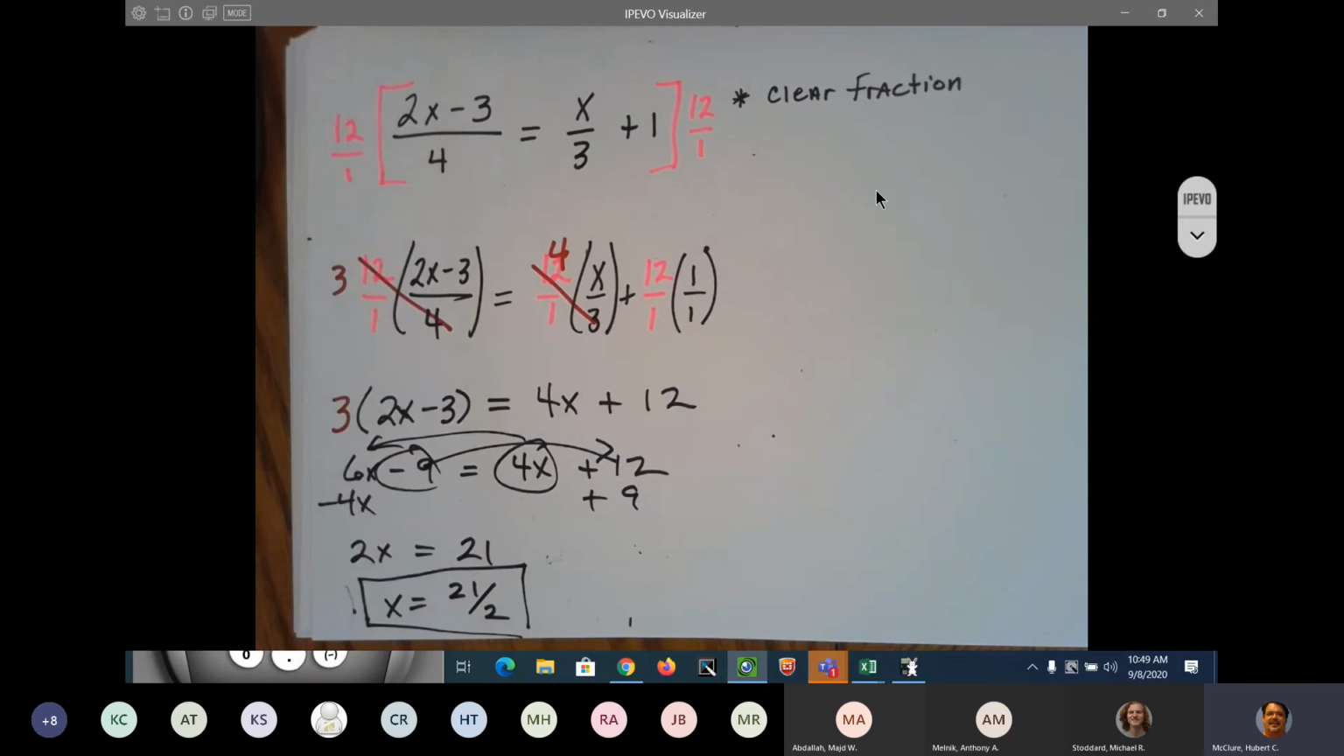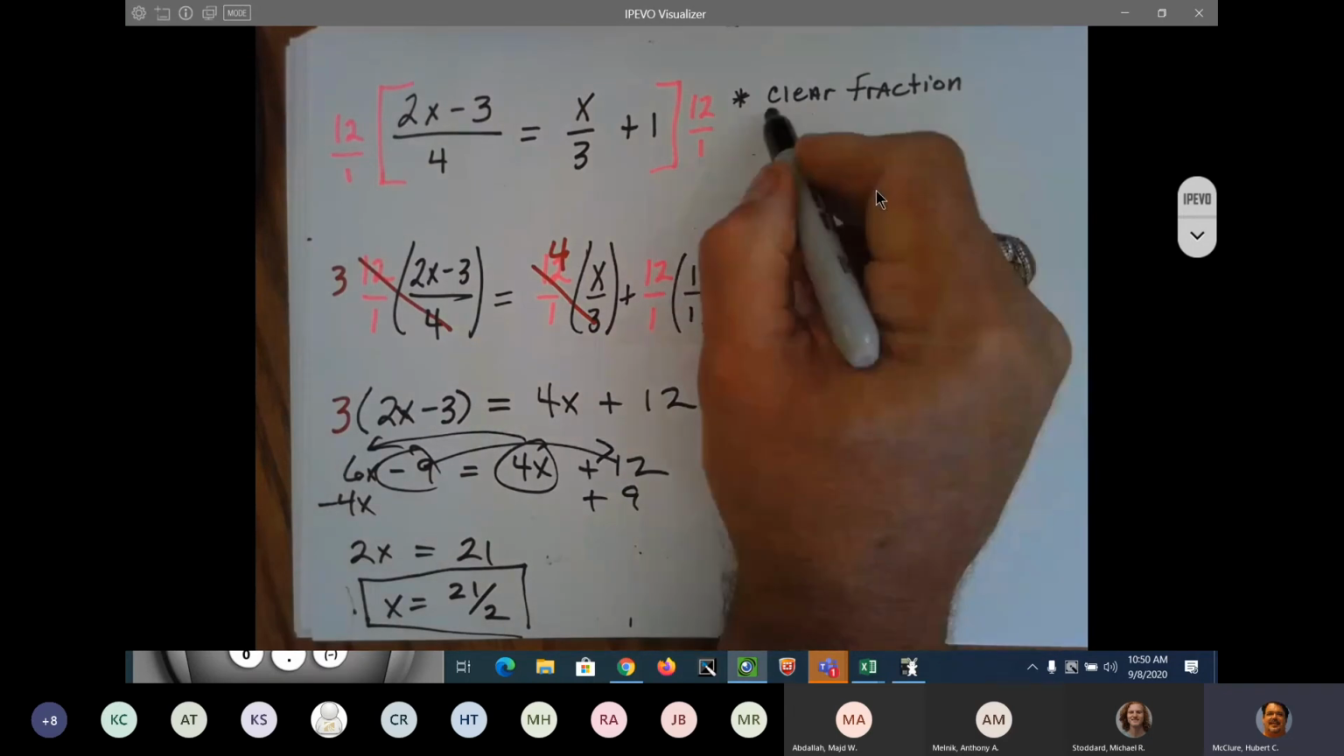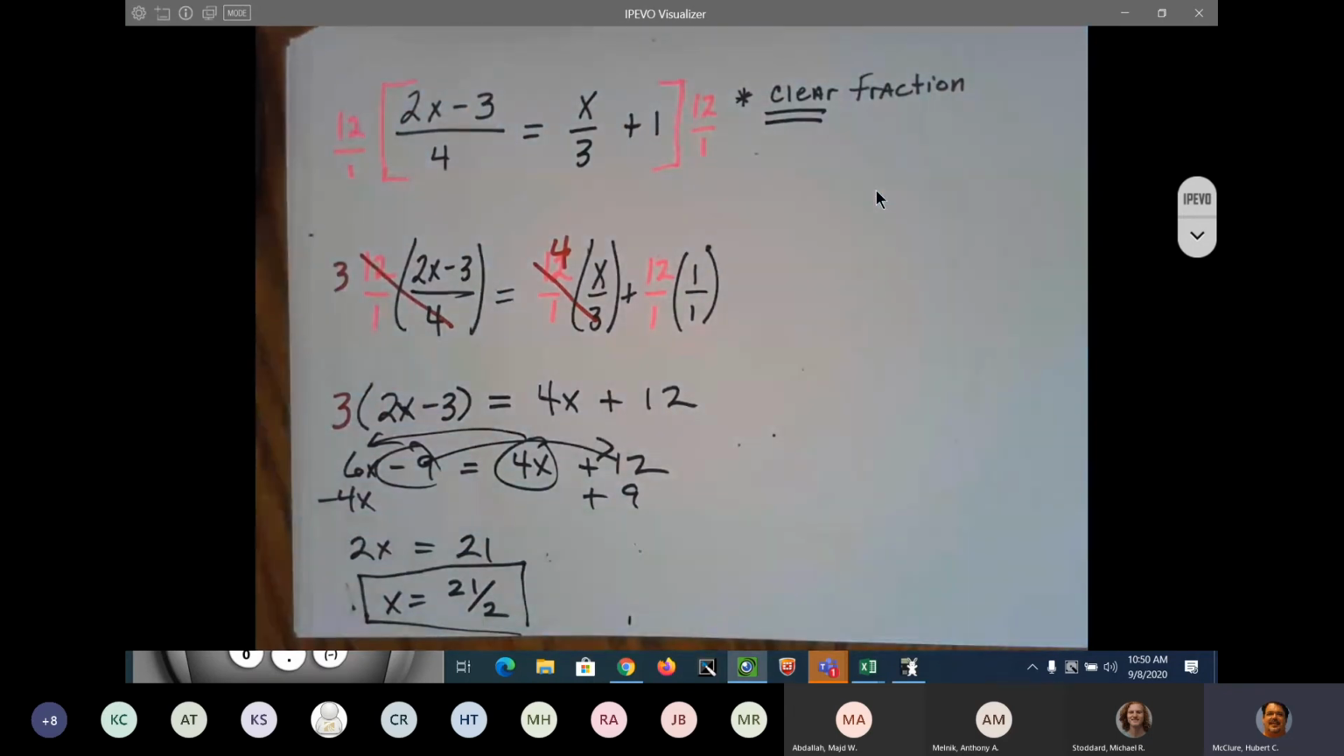I guarantee you there's somebody in this room that saw that and went, I don't know how to do it. Okay? Always, when you are dealing with fractions or decimals, always clear them before you get started. Unless you just like punishment.